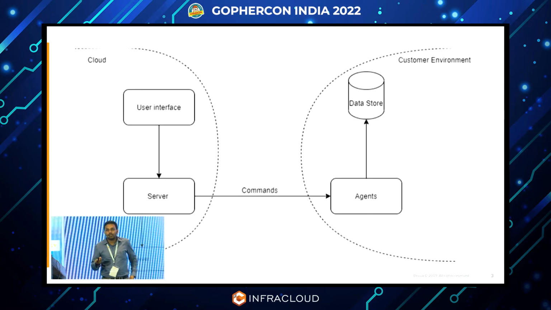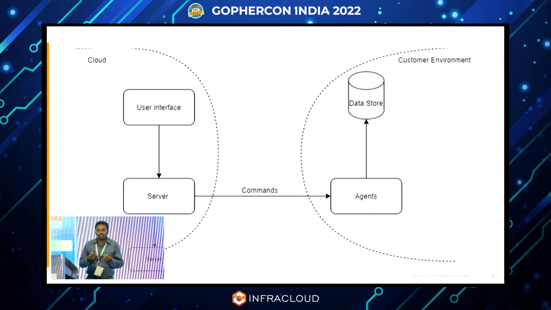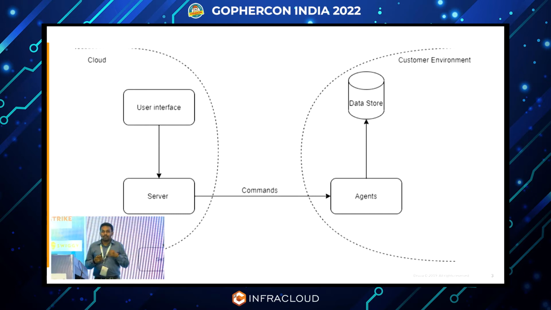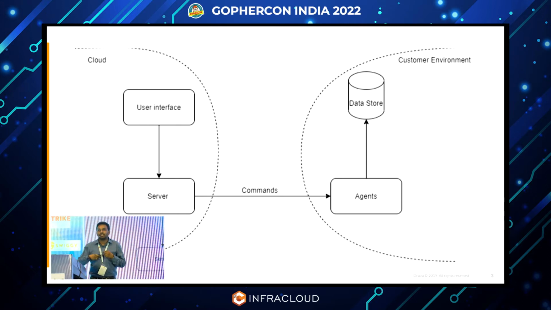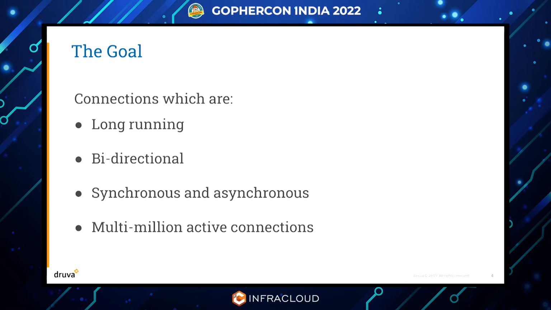To understand better, at Dhruva we are in the data protection domain, and we have our agents, or the clients as we call them, running in the customer environments. We want our server to be able to proactively communicate with its clients, request data in real time, and send sync and async messages. Our customers have millions of these clients installed, and we have tens of thousands of customers.